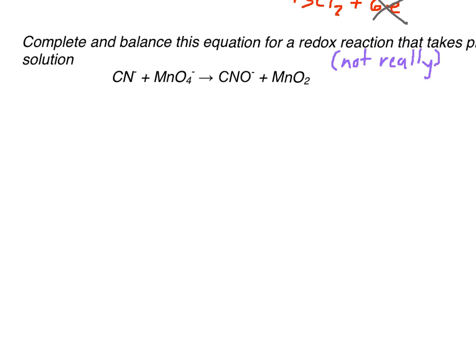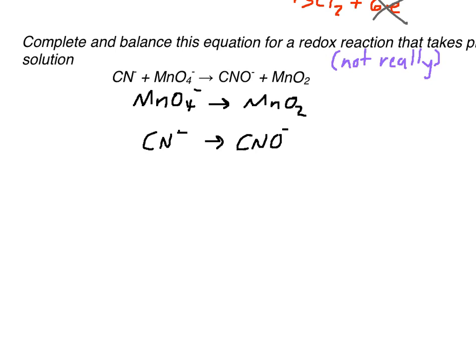Now, you pretty much do this exactly the same way as we've done all the others. So start with your half reactions. Balance everything but your oxygens and hydrogens, which everything's already balanced. Balance your oxygens by adding water. Balance your hydrogens by adding hydrogen ions. And balance your charges by adding electrons.